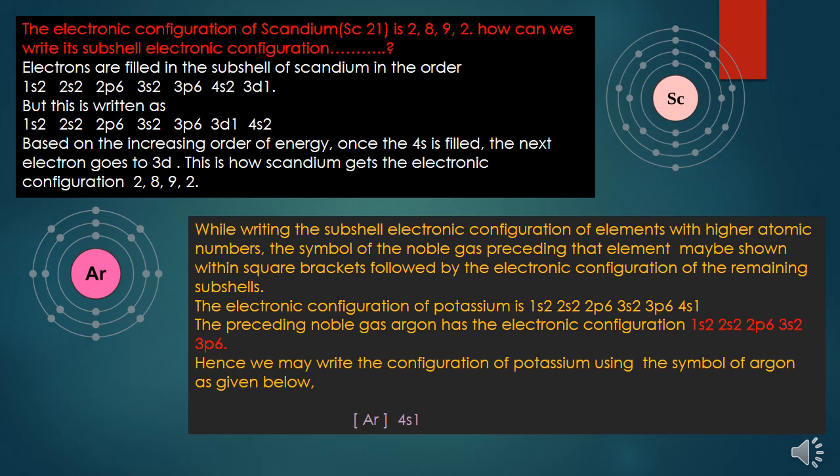Argon has the electronic configuration 1s2, 2s2, 2p6, 3s2 and 3p6. As we learned earlier, the shells of argon are completely filled. Hence we may write the configuration of potassium using the symbol of argon as given below. In square brackets we have to write argon, Ar, and 4s1, because the remaining subshell is 4s1. All others are filled in the configuration of argon.